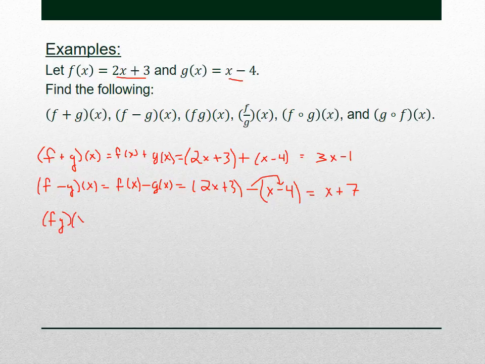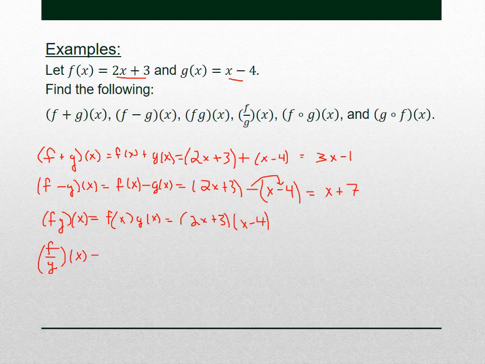What about fg, or f times g of x, right? So these are all functions of x, and fg of x, or f times g of x, is f of x times g of x. So that's 2x plus 3, copying down f of x, times x minus 4, copying down g of x. And I'm not going to bother distributing that out. This is fine as is. If you wanted to distribute out, you can.